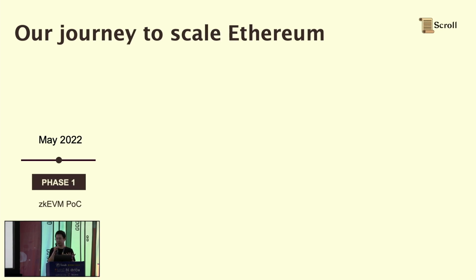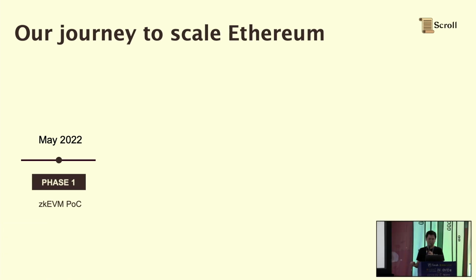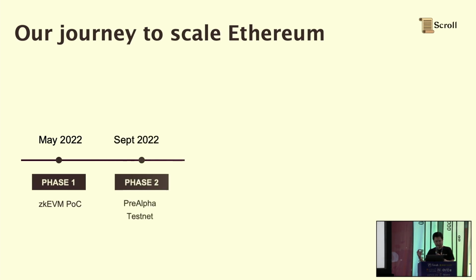Scroll was founded almost 2 years ago. We worked for almost a year until we reached phase 1, where we built a zkEVM proof of concept to show that putting the EVM into a zk circuit is practical and possible. After a few months, we built our first pre-alpha testnet, running both layer 1 and layer 2, to battle test some of the initial zkEVM ideas and run provers to generate proofs in real time.